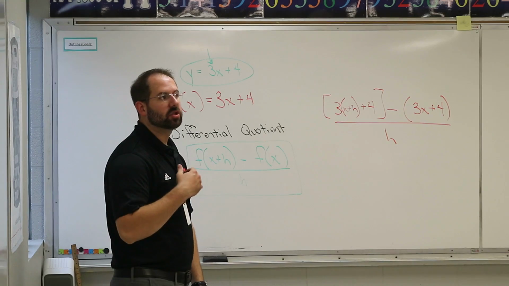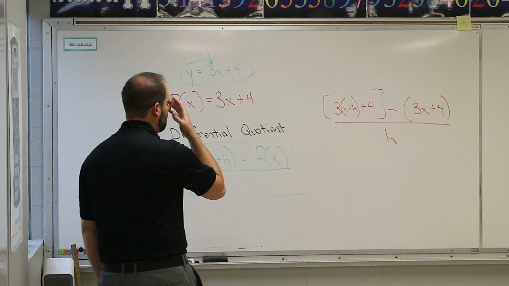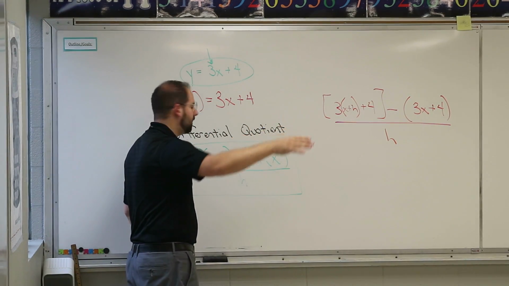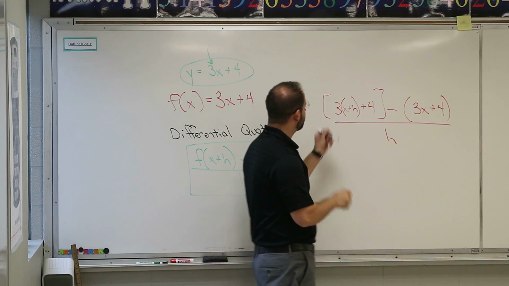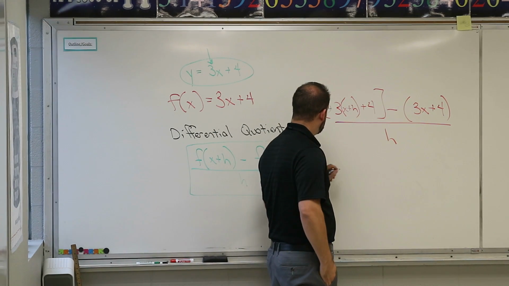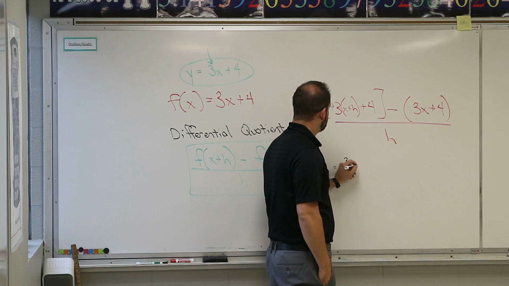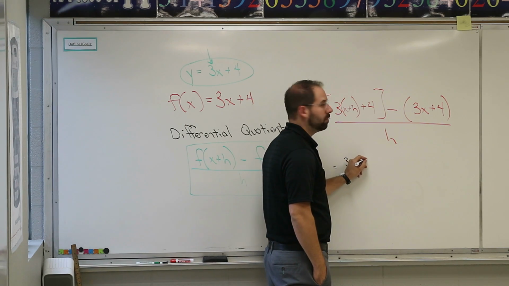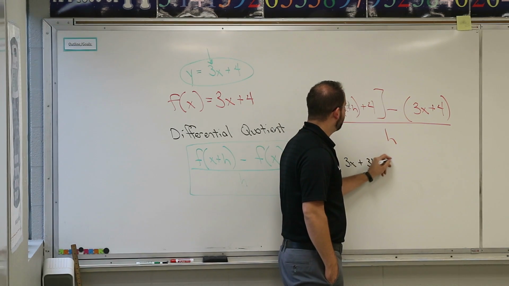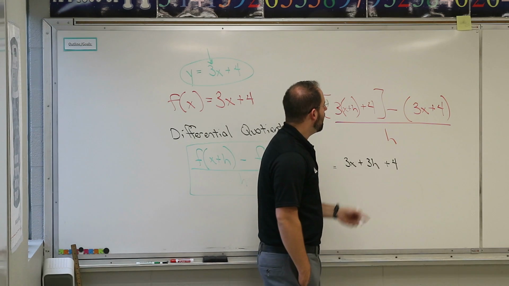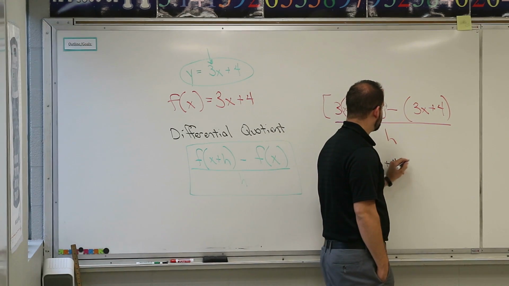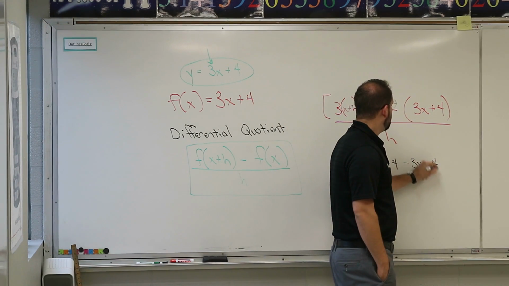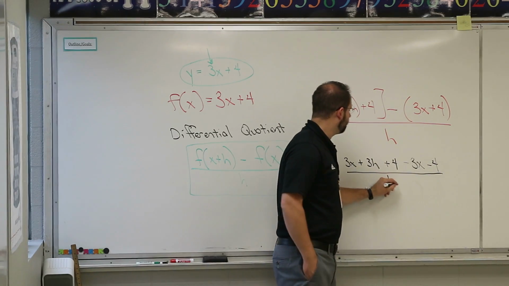Okay, we have to distribute the numbers in the top, we have to distribute that negative sign to the back. So what do I get when I distribute this 3? 3x plus 3h plus 4. Notice the 4 doesn't get a 3. In the back, I'm going to distribute the negative sign, so that's negative 3x plus 4. And this is all over h.